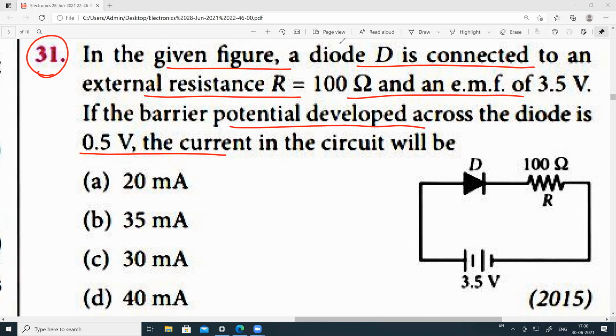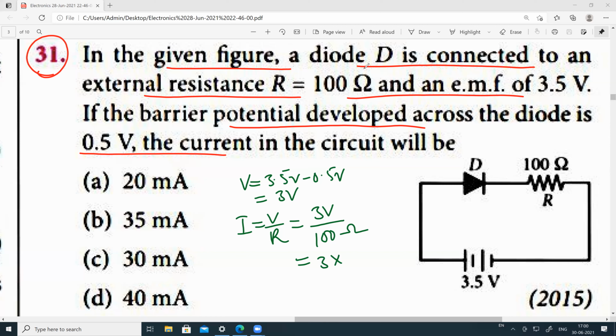From the circuit diagram, the potential difference across the resistance is V equal to 3.5 volts minus 0.5 volts. If you take the difference, it is 3 volts. According to Ohm's law, the current in the circuit is I equal to V divided by R, so that is 3 volt divided by 100 ohm. If you simplify this, it becomes 3 into 10 to the power of -2 ampere, which is almost equal to 30 milliampere. Therefore, for 31, this one is the right answer.